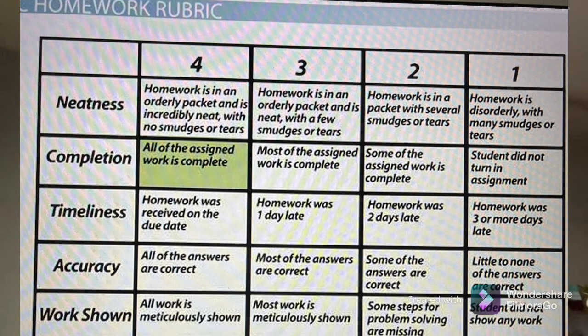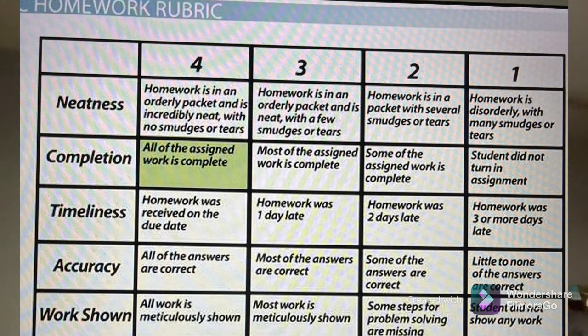So that's number 4. You can have 3 scores. Homework is in an orderly packet and is neat with a few smudges or tears. It is better that the few must be quantified. Number 2, homework is in a packet with several smudges or tears. Smudges or tears must be quantified, say for example, 5 smudges or 5 tears. Homework is disorderly with many smudges or tears.